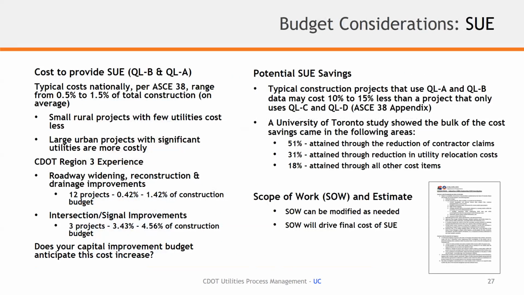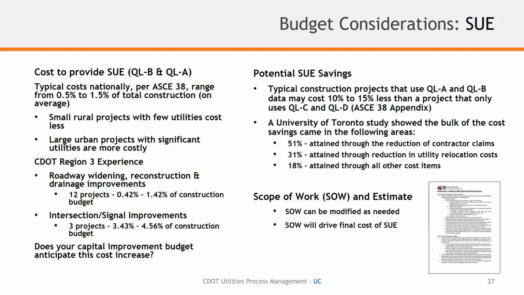And then budget considerations for SUE, getting a little more detail here. Costs to provide SUE for quality level B and A. Again, we emphasized per ASCE 38. This is a published range. That's why we use it. It's a national average of 1% to 1.5% of the total construction cost on average. Could be higher, could be lower. The small rural projects, a few utilities cost less. Seems to make sense. And then large urban projects with significant utilities certainly cost more.